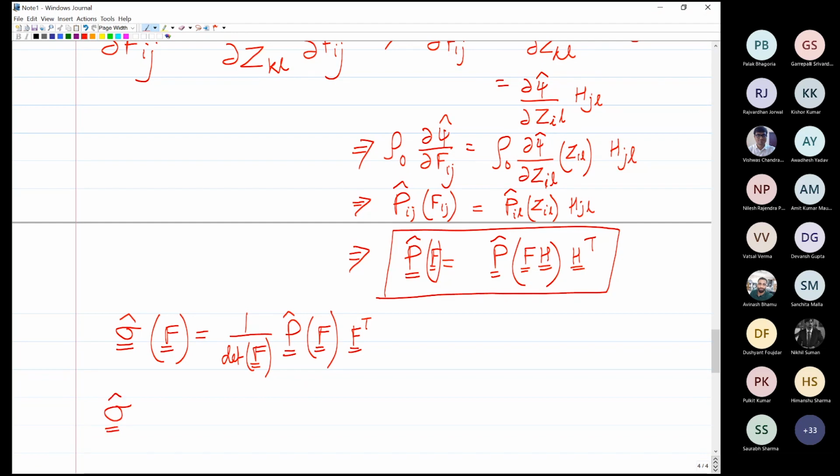And likewise, sigma hat at FH, what is that going to be then? So that's 1 over determinant of FH into P hat at FH into FH whole transpose.